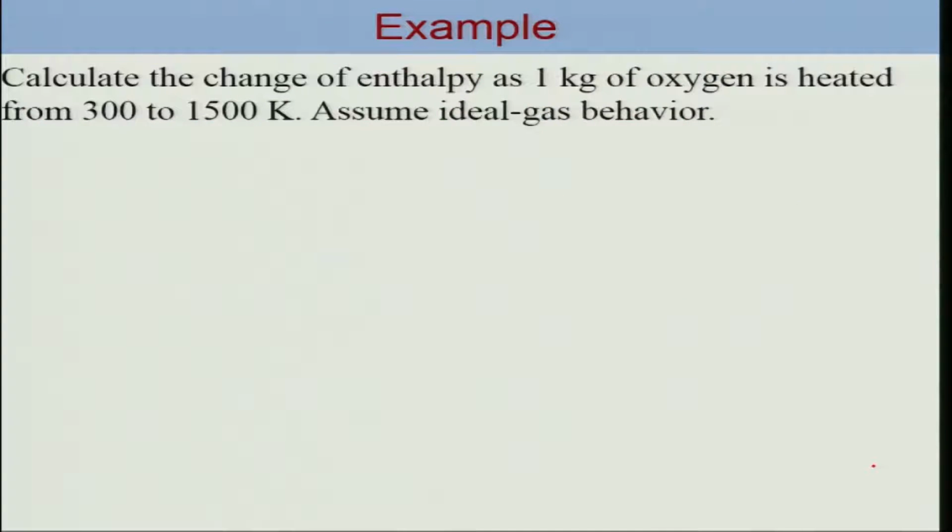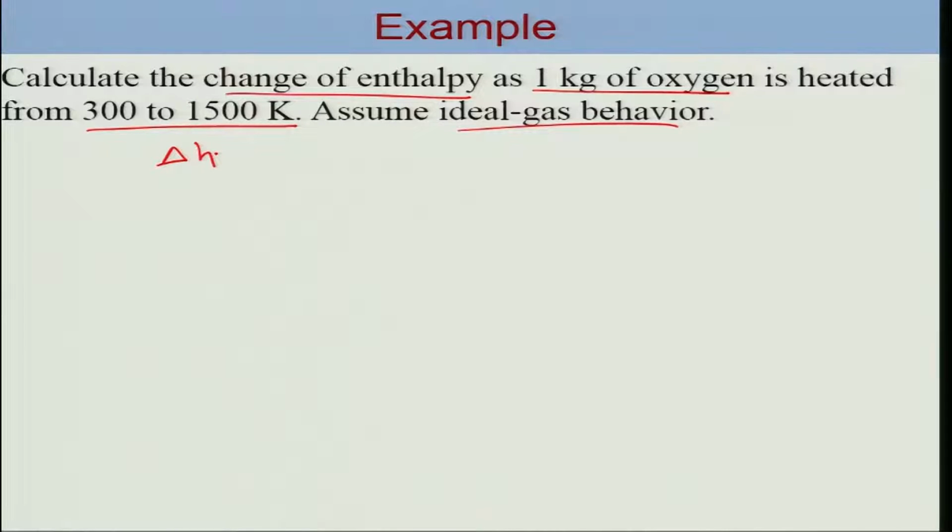So let's do an example here, and let's make use of the last lecture summary, the different ways to calculate the change in internal energy and enthalpy. This is an example to calculate the change of enthalpy for 1 kg of oxygen, which is heated from 300 K to 1500 K, and we have to assume ideal gas behavior. As I said, there are different ways to calculate, so we will try two ways here.